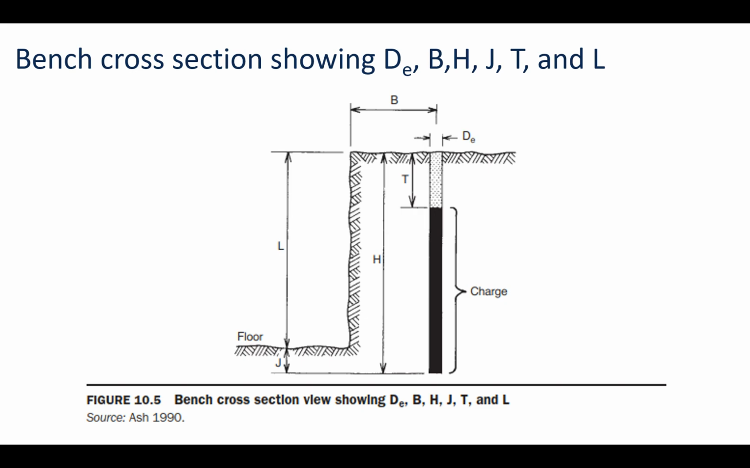So here's a bench cross section, and it's showing D sub E, B, H, J, T, and L. Okay, so D sub E is the diameter of the hole, or the diameter of the explosive charge. B is the burden. H is the height, and you can see J is the subdrilling, right? So they've actually drilled beneath the floor. This subdrilling is important in quarrying, but not typically used in coal.